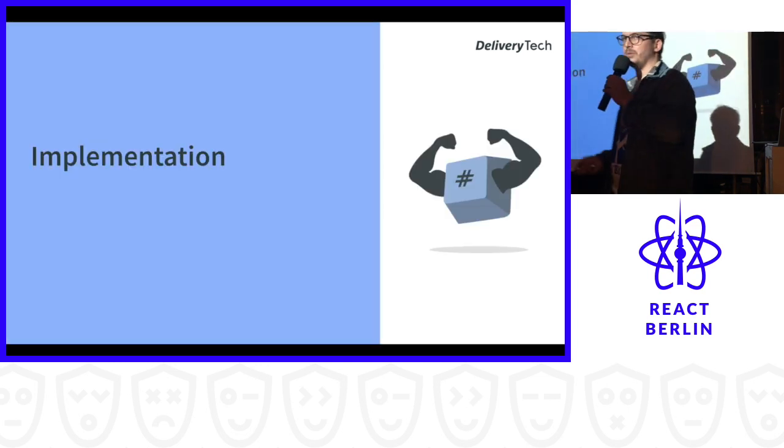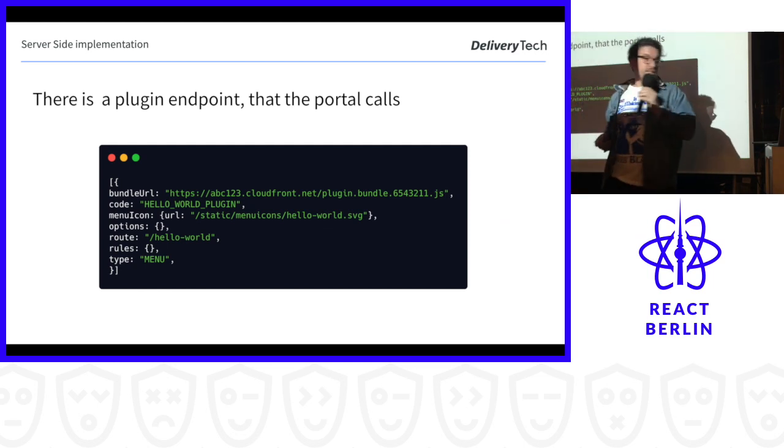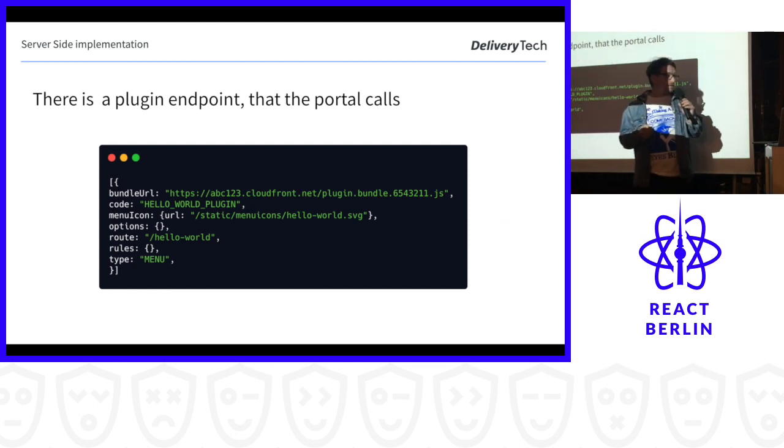So let's jump into the implementation. What we did was create a plugin endpoint, which is just a normal REST endpoint, and the portal calls this with all the platforms it has. So for this specific platform, it can give out these specific plugins. They have different plugins.